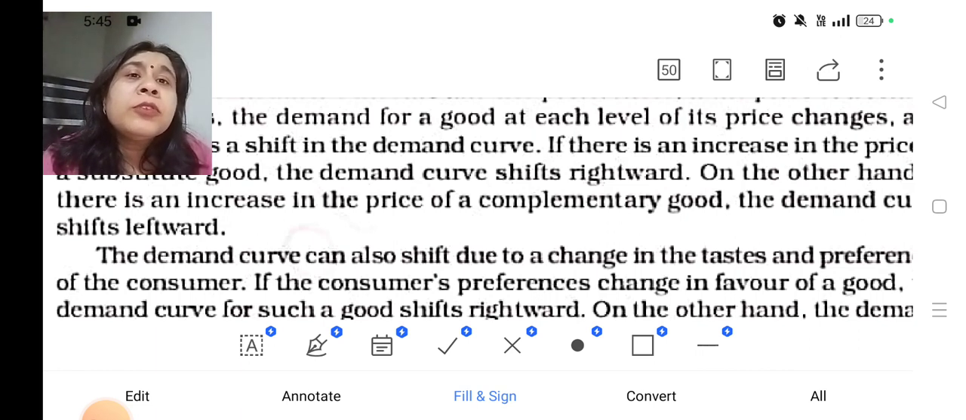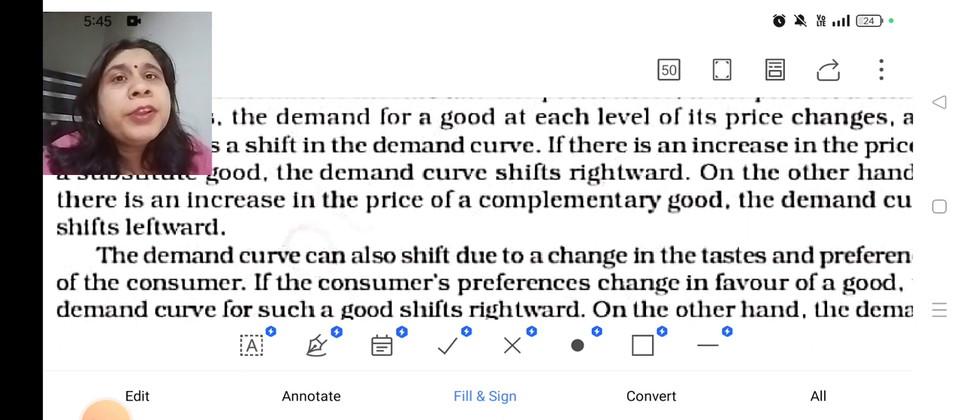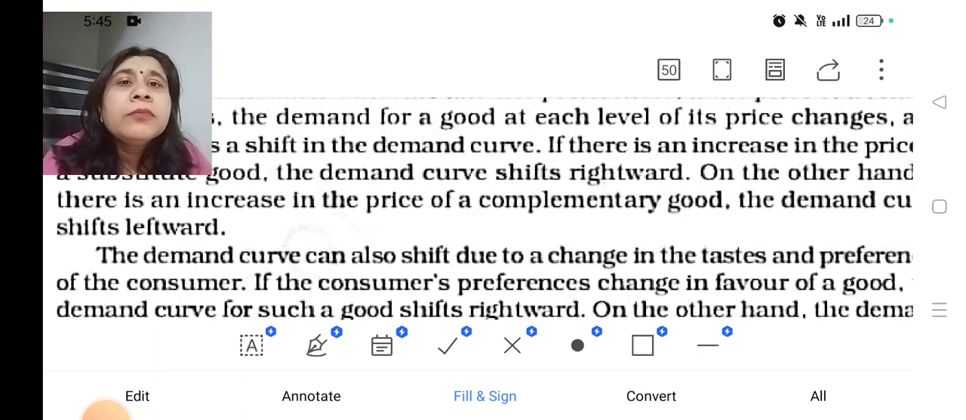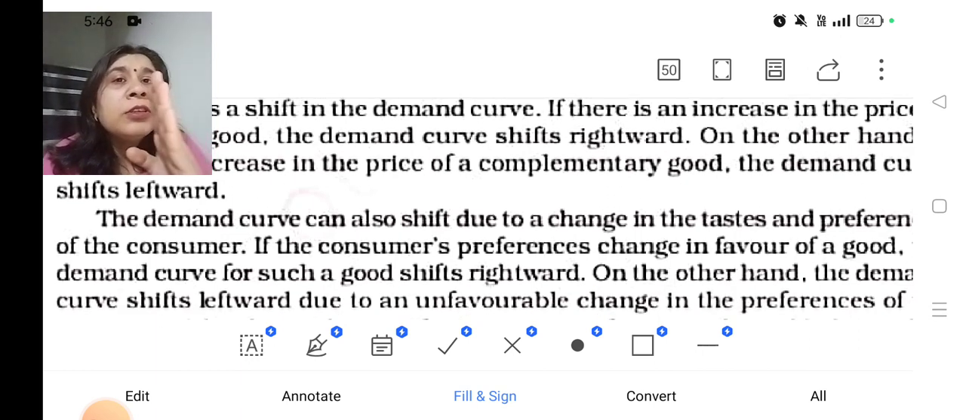Demand curve can also shift due to change in taste and preference of the consumer. Now see, we are taking now the other factor, keeping the price constant, keeping the price of complementary good constant, keeping the income of a consumer constant. If the consumer's taste, consumer preference changes and he becomes more active to buy a particular brand which he was not buying previously, so the demand may change again. If the consumer's preference changes in the favor of a good, demand curve for such good is going to shift.